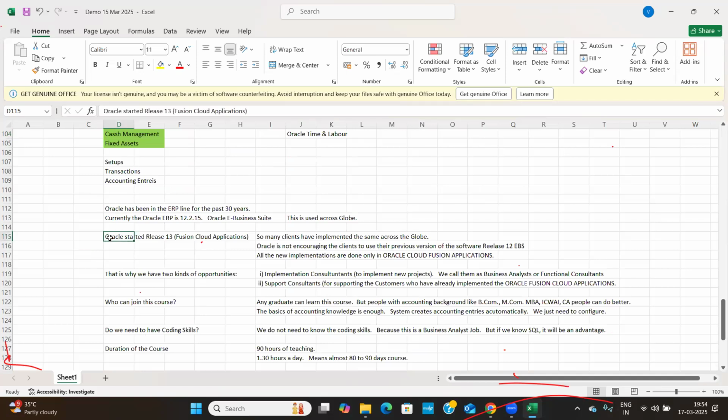Now, the Oracle Fusion financials. This Fusion financials has been implemented since 2015. Clients have implemented it across the globe. So many clients have implemented the application, so there are opportunities, right? It's not used by only one or two clients. Many clients are using it across the globe.